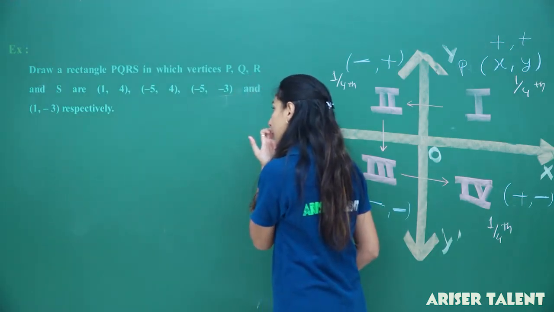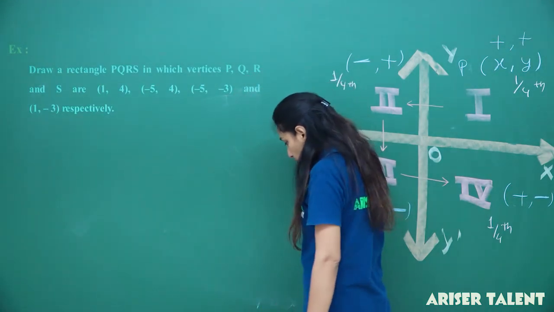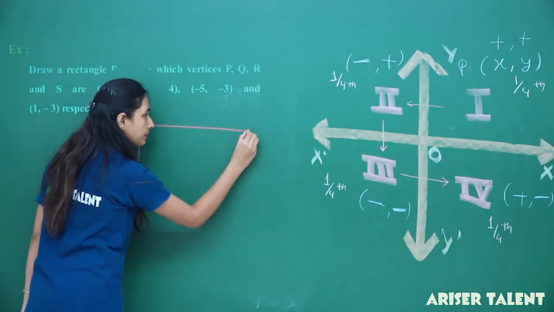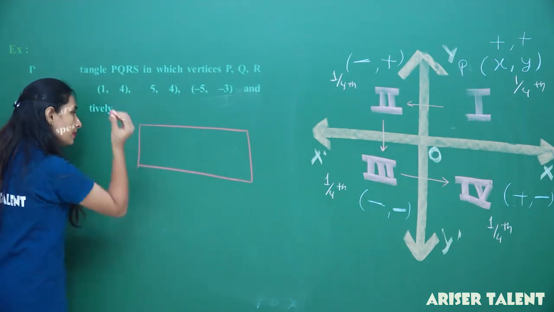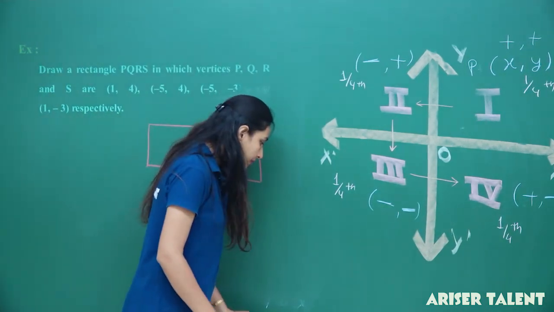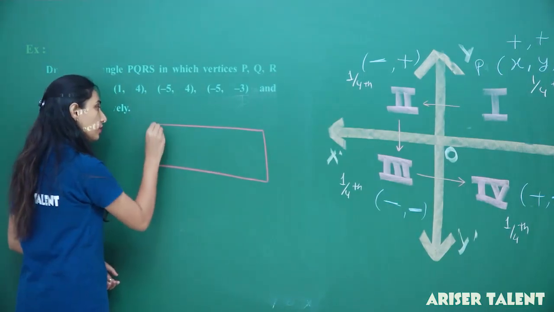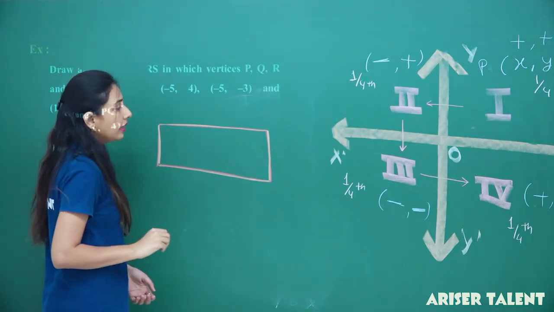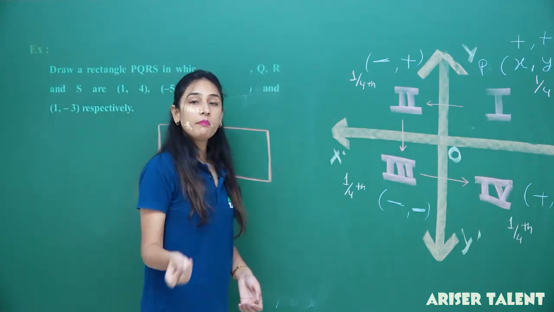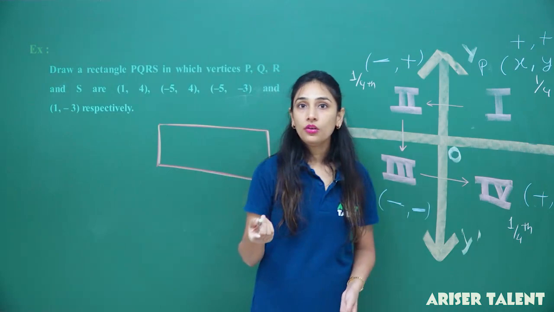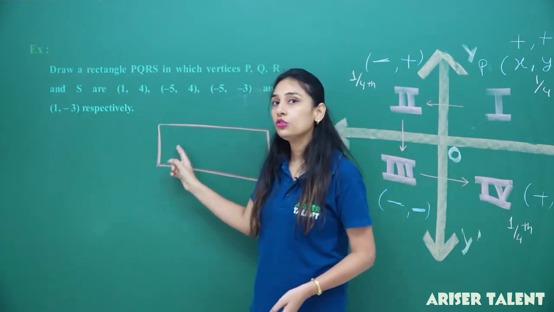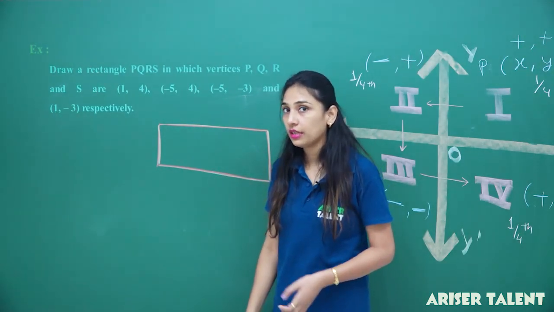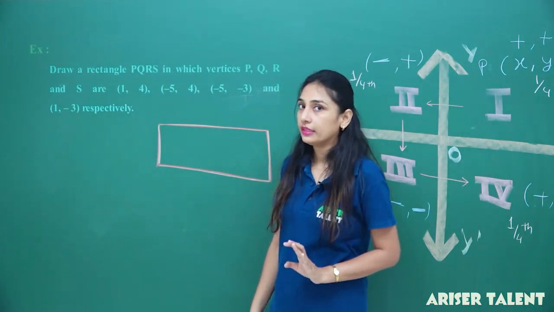So we have to draw a rectangle. Now what is a rectangle? This is a rectangle. What is the basic property of a rectangle? A rectangle is basically a quadrilateral, having 4 sides. We have 2 sets of parallel lines, and these 2 sets of parallel lines are perpendicular to each other, and it's a closed figure. So this is about a rectangle, right?